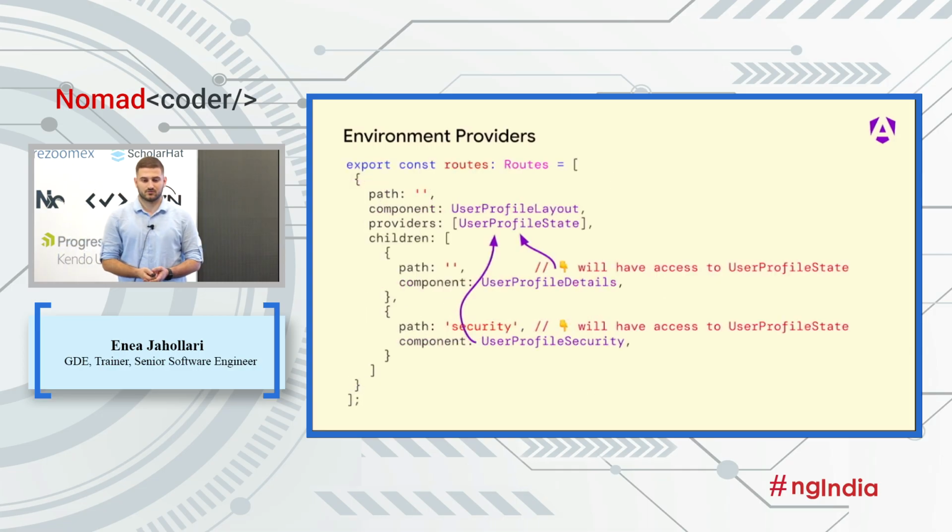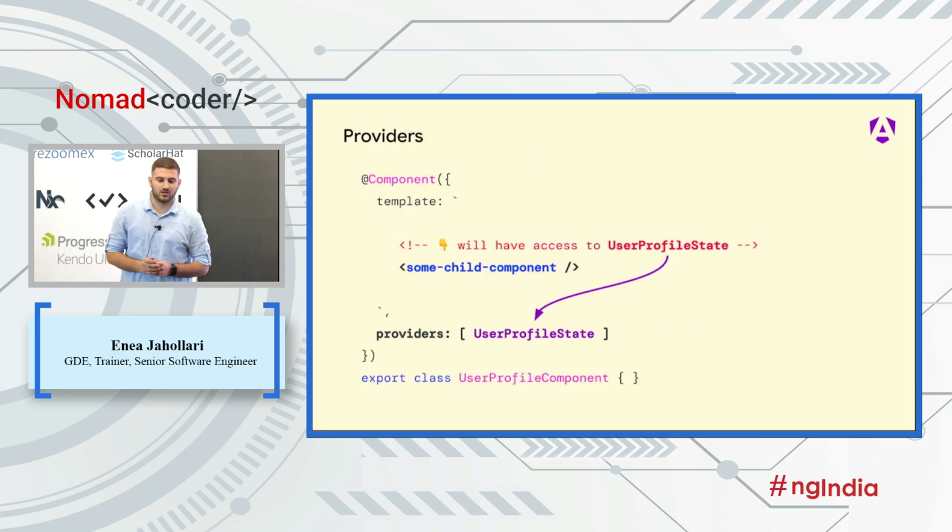Same thing for routes. We can now also put providers into routes. By doing that, we give access to all the children routes to that provider. And this really enabled some really cool state management features that we can have with Angular, let's say v16, I guess, and later.